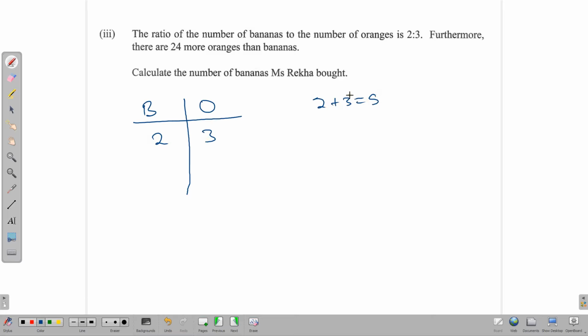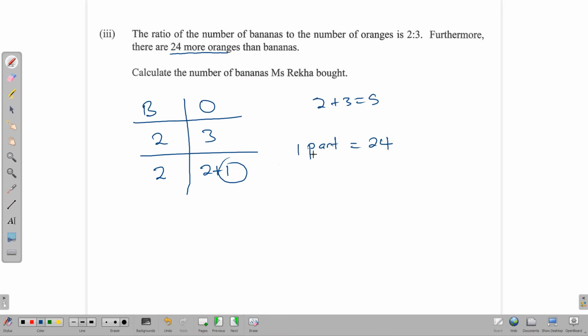So we can say that everything can be shared up in 5 parts. And of that 5 parts, we need to deal with these more oranges here. So the bananas is 2 parts of the ratio. The oranges is 3 parts of the ratio, and that 3 parts can be written as 2 plus 1. Now, the extra oranges, the surplus oranges, that's 24 oranges, would account for this 1 part here. And so what we know then is that 1 part of the ratio is equal to 24.